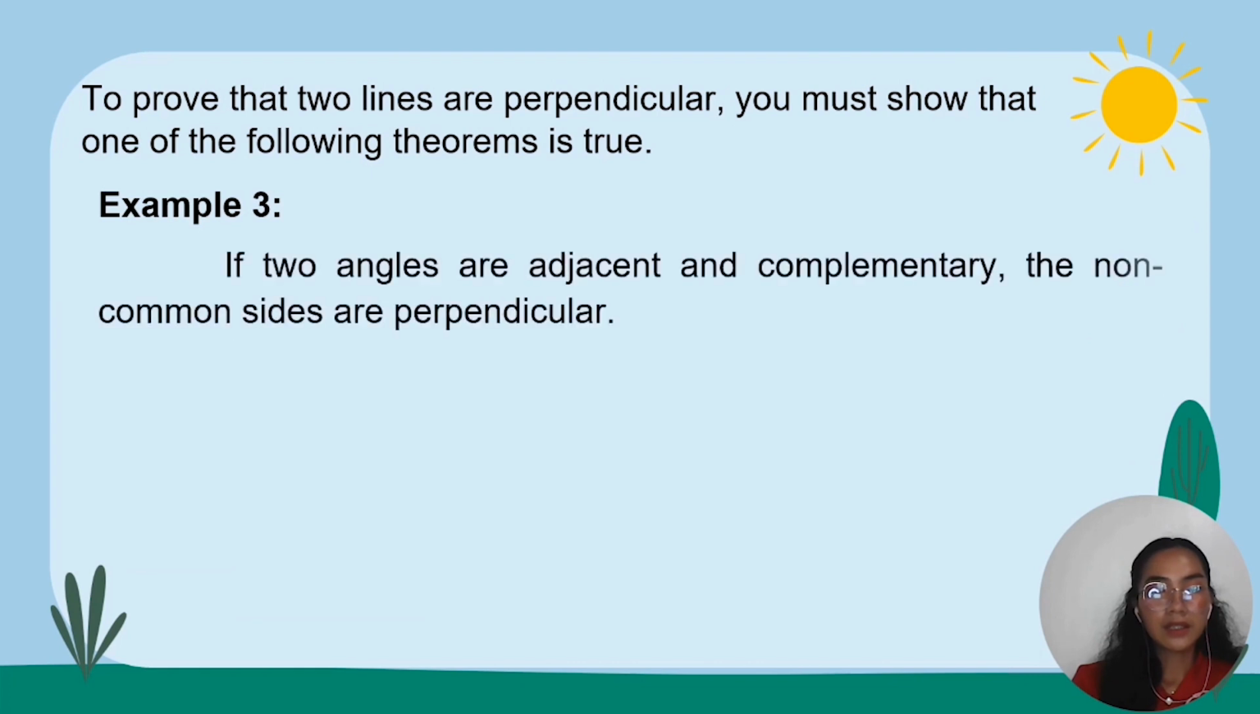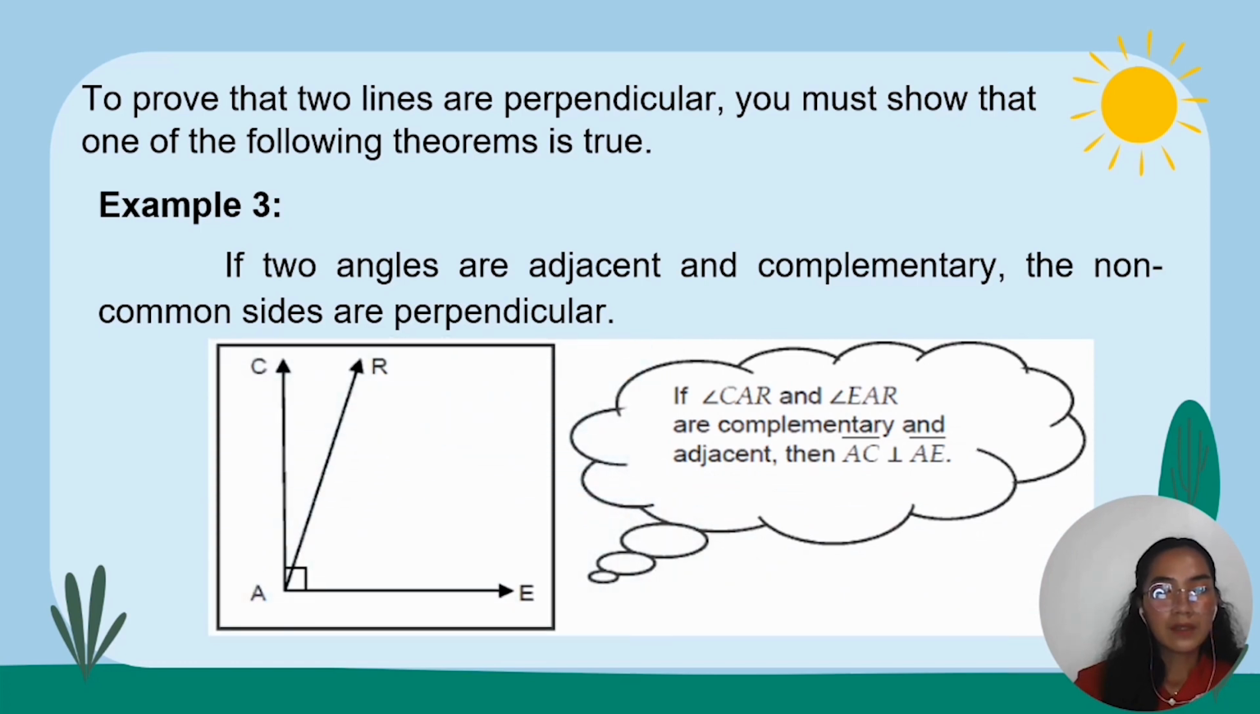Example number 3. If two angles are adjacent and complementary, the non-common sides are perpendicular. Let's have an illustration. If angle CAR and angle EAR are complementary, meaning the sum of these two angles is 90 degrees, and also these two angles are adjacent, then line AC is perpendicular to line AE. That's all for my discussion about perpendicular lines.